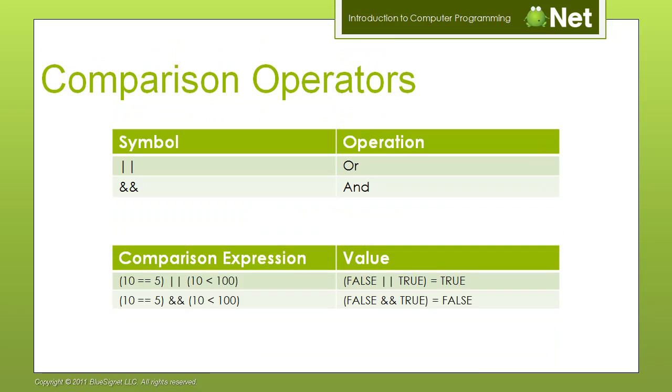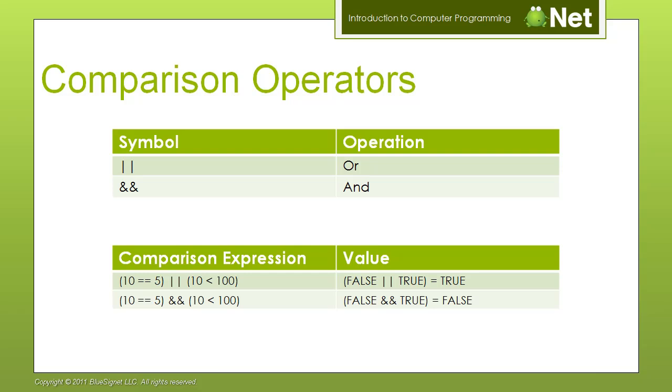Lastly, we have logical operators, the OR and the AND operation. The double bar symbol is the OR operation, and the double ampersand symbol is the AND. So in this case, we have if truth, or something and something. Let's look at some comparison expressions. Here we have 10 equivalent to 5, which is false, or 10 less than 100, which is true. Since it's an OR operator, only one of them must be true, so the final comparison result is true. You can see that on the right: false or true results in true.